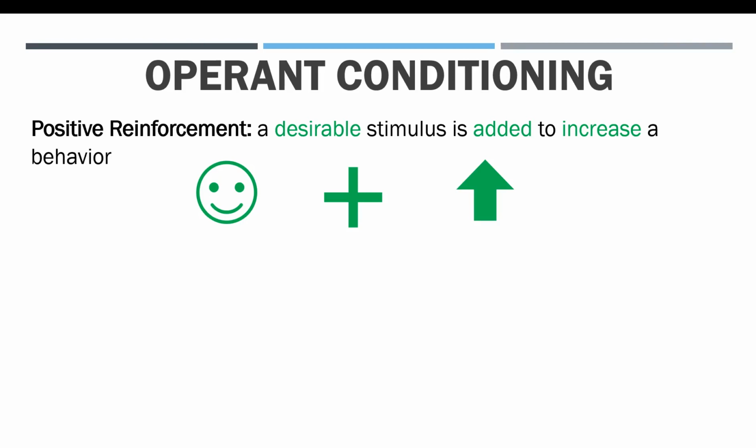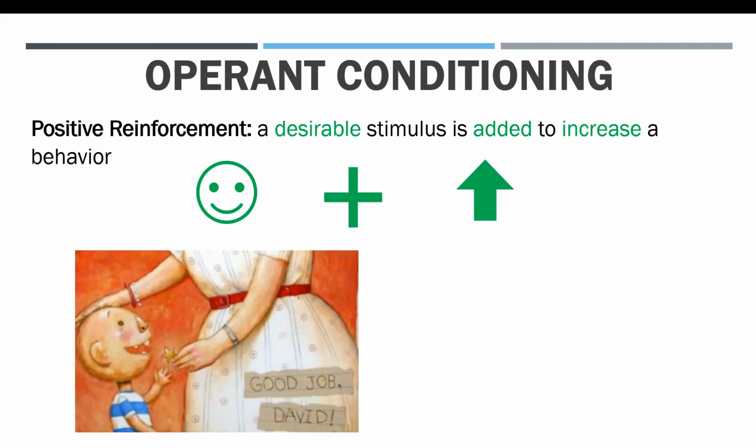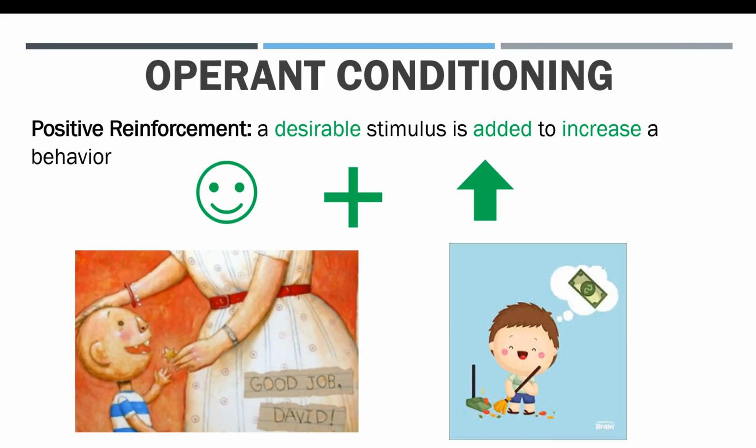Some examples of positive reinforcement is giving a child a gold star for completing his homework. The star is the desired stimulus that is being given or added in order to increase the child's behavior of doing his homework. Or a parent can give a child money for doing chores, and so the money is the desired stimulus that is being given or added in order to increase the child's behavior of doing their chores.